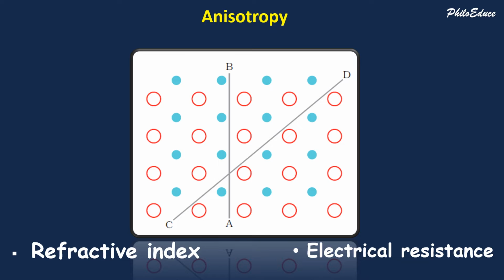But in the case of amorphous solid, there is no such order. So in the bulk material, the refractive index will be the same.